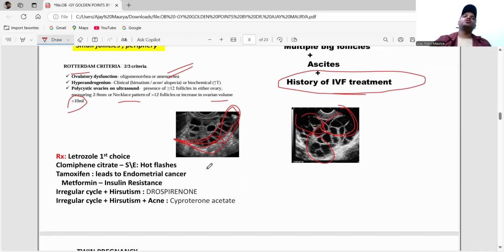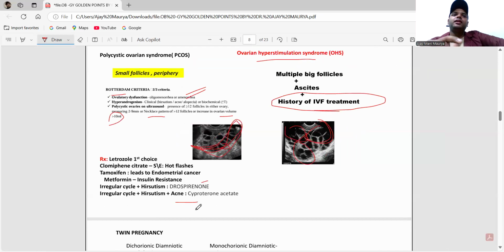Okay, now going to the pictures, guys, there is acne formation, and it also happens in most of the obese patients. That's why there is insulin resistance, so you have to give metformin here. Okay, now for irregular cycle and hirsutism, you have to give drospirenone. For irregular cycle, hirsutism, and acne, you have to give cyproterone acetate. I think done.